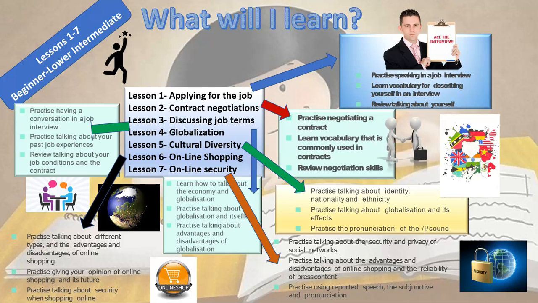And the last one in this particular set, going up towards lower intermediate, we'll talk in greater depth about online security. You'll practice talking about the security and privacy of social networks. You'll practice talking about the advantages and disadvantages of online shopping in greater depth than in the previous lesson, and the reliability or otherwise of press content. You're going to practice using reported speech, the subjunctive, and, of course, pronunciation.